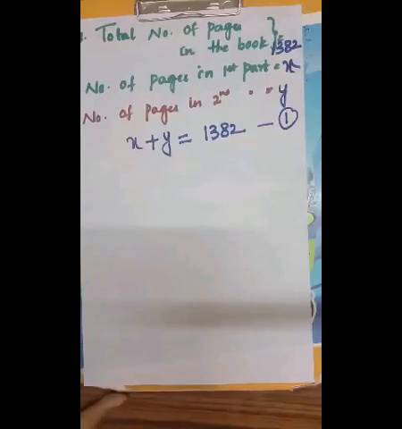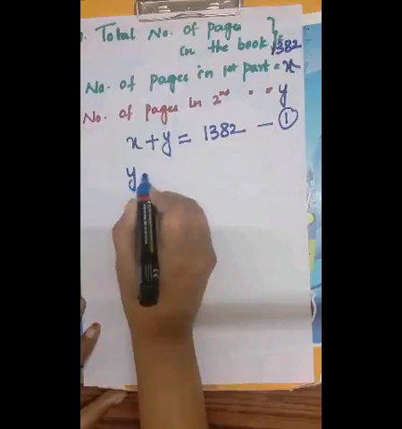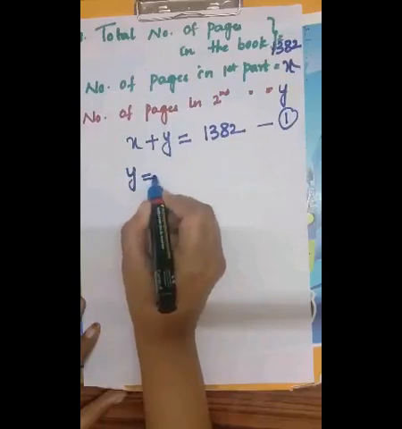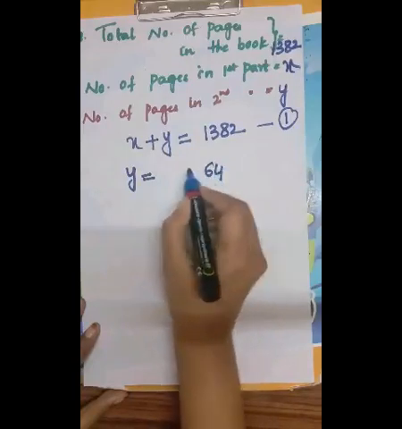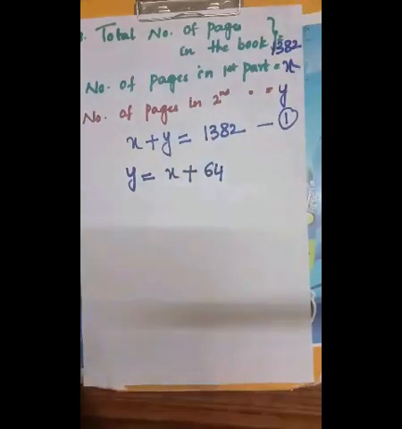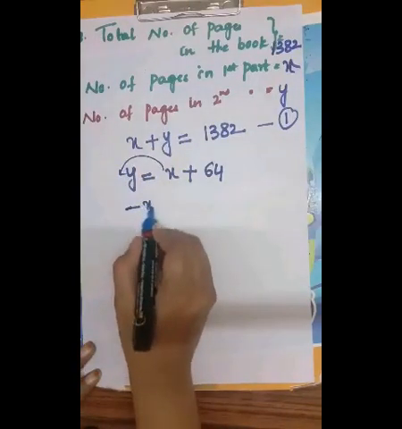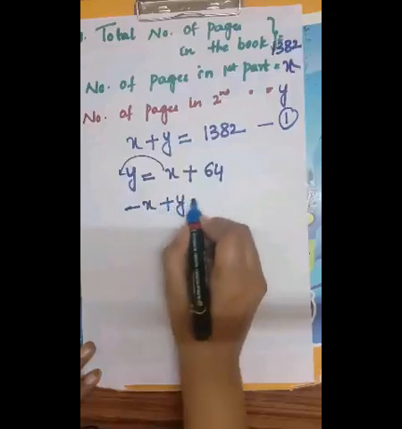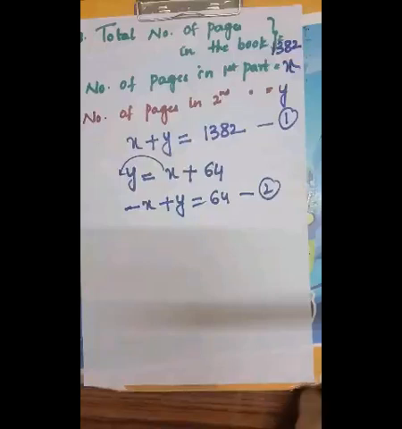Now how to frame the second equation? The second part of the book, that is y, is 64 pages more than the first part. Is it clear? So x on this side, minus x plus y is equal to 64. Equation 2.